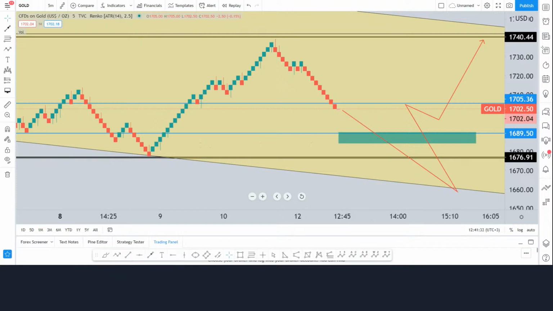Okay, why would this happen? If someone knows the answer, you can post it in the comments. Why is the gold going down nowadays?